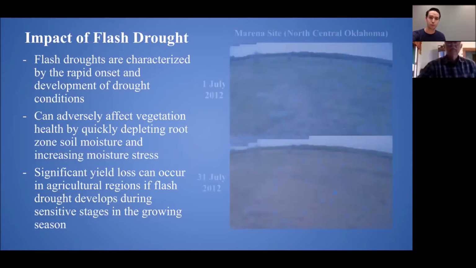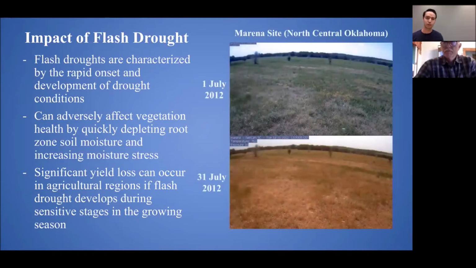I just want to throw up a couple of images here. These are from the Mesonet site back in 2012, in north central Oklahoma, just showing the impact on vegetation during flash droughts. The top panel shows vegetation conditions on the 1st of July, and within 30 days, just a month, you can see at the bottom how quickly the vegetation has deteriorated during this flash drought event.